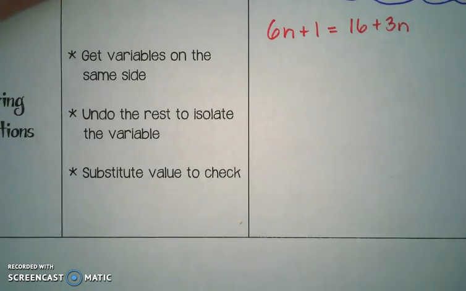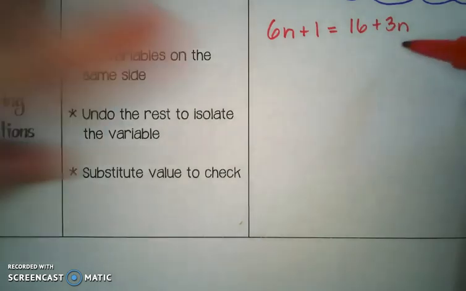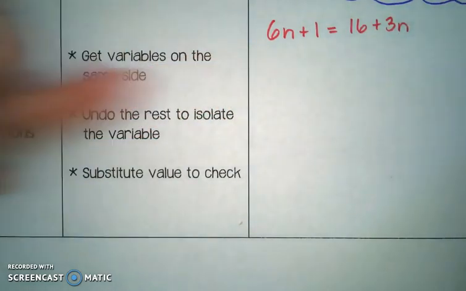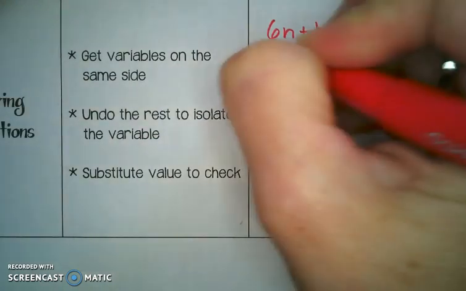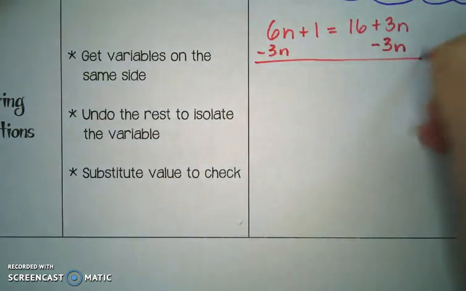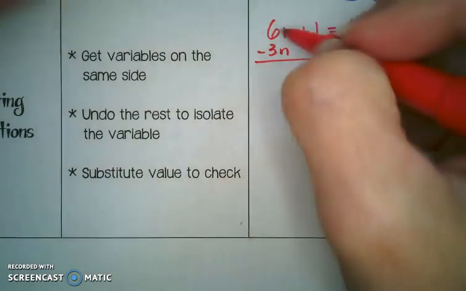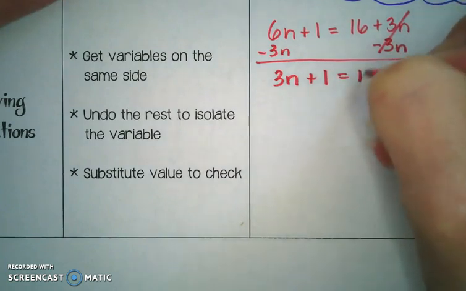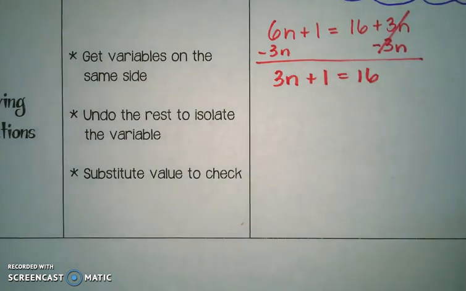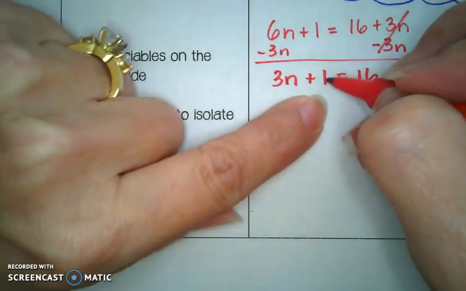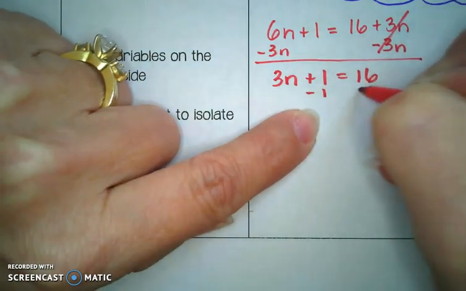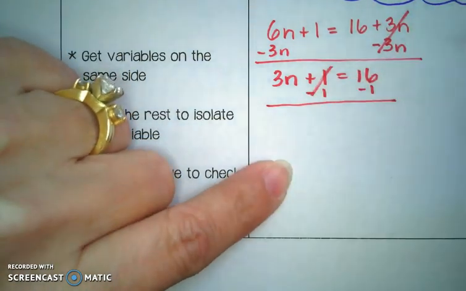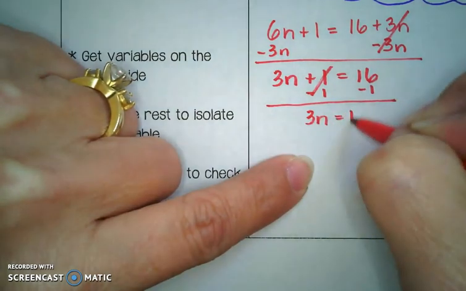So when I want to solve for n, that means I need to get the n by itself. First thing I need to do is get the n's together. So I'm going to subtract 3n from both sides. So it's gone over there. 6n minus 3n would be 3n plus 1 equals 16. Now we need to get everything away from the n, and we start furthest. They're the easiest to move. So I'm going to move this by subtracting 1 from both sides. So that's gone. 3n equals 15.